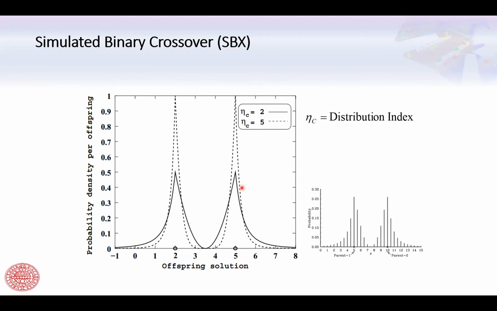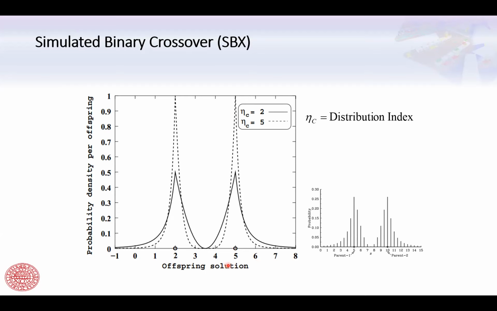And a more advanced form by Professor Deb is called the simulated binary crossover. Okay, unlike the blend crossover, where you select alpha from a range, you limit it from a range. It actually associates a certain probability distribution function across the parents, okay?